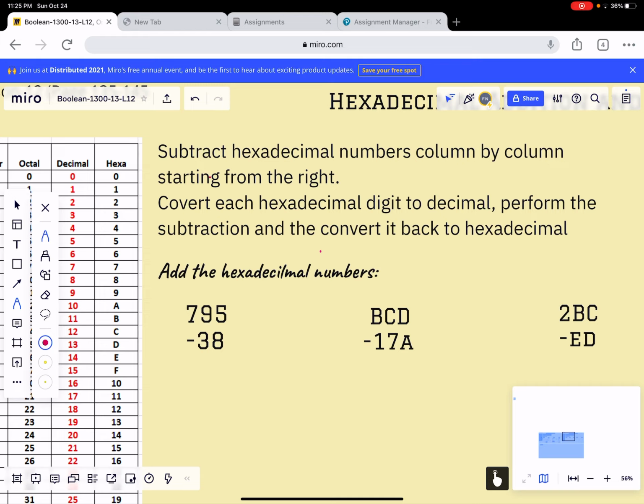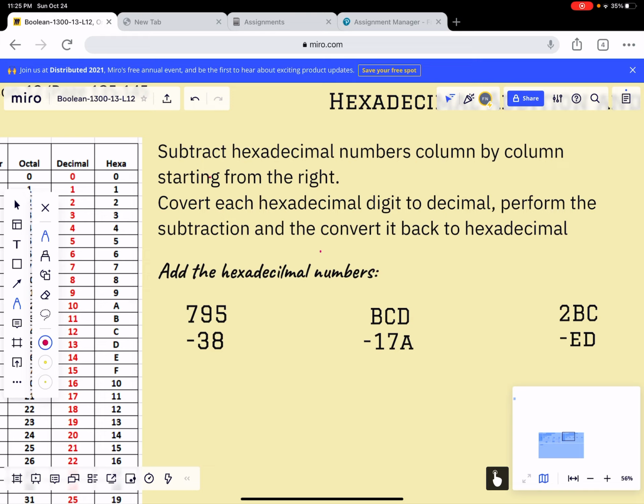In decimal, when you subtract a big number from a small number, you need to borrow from the next digit. Borrow 1, that means 10. But in the hexadecimal system, if you borrow 1, that means 16.